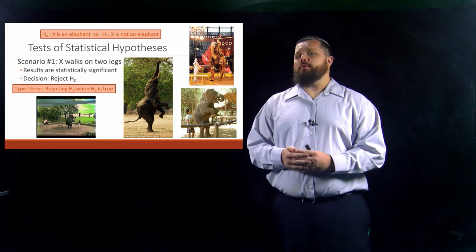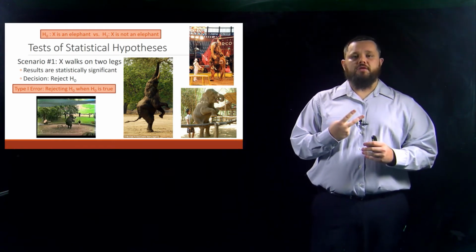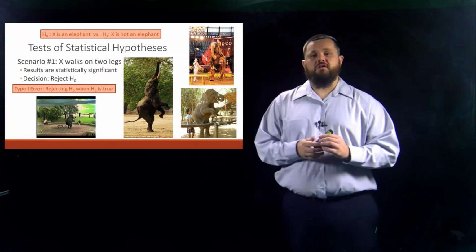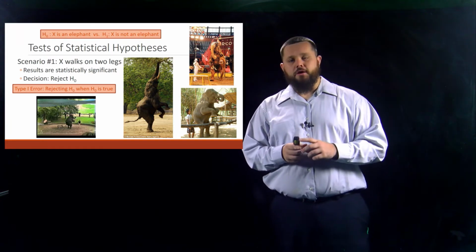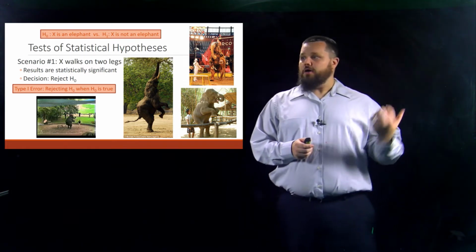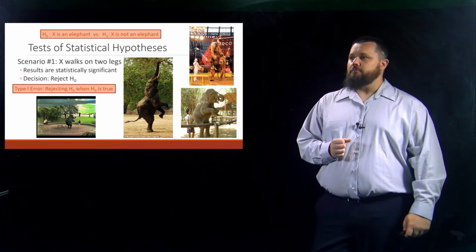Whenever we're dealing with hypothesis tests, we have two different types of errors that we can make. The first being a type 1 error. The second, which we'll discuss in a moment, is a type 2 error. Statisticians are a creative bunch when we're naming things. So that is our first scenario.